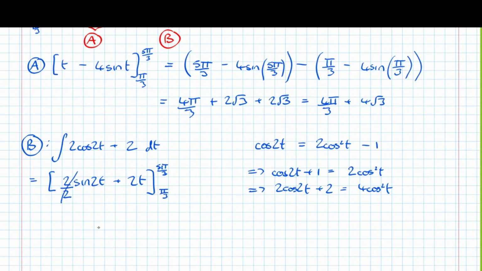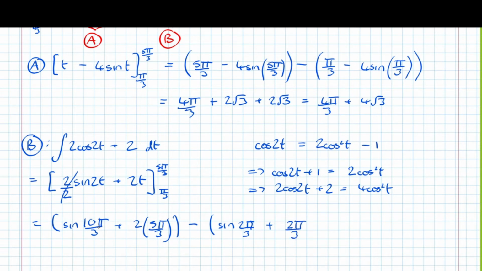Let's sub the numbers in. Equals sine of 2 lots of that, so sine of 10 pi over 3 plus 2 lots of 5 pi over 3, minus sine of 2 pi over 3 plus 2 lots of pi over 3, like that.